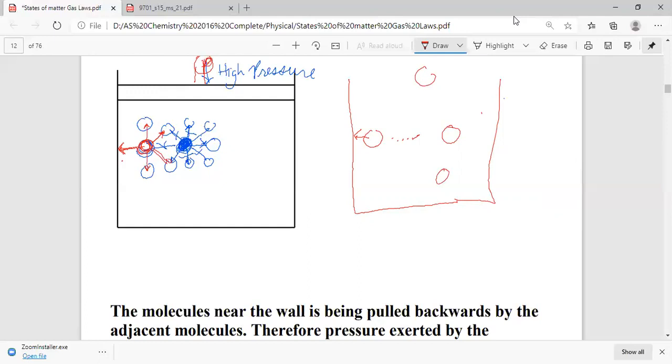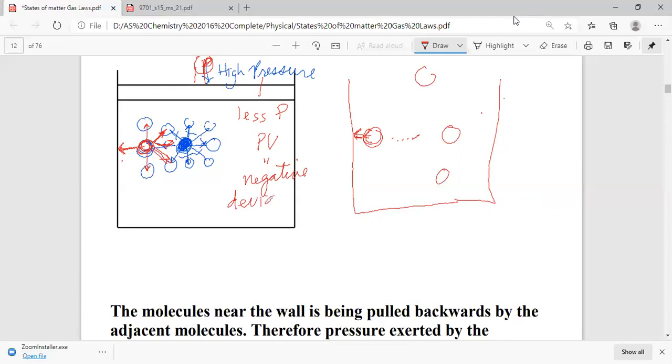So this fellow here has got a few retarding forces here. So, you know, one, two, three here. In fact, there are more. So holding it back, the pressure will be lower than here under the same circumstances. So here hits the wall without any retarding forces. That's why the pressure will be less. So if the pressure is less, that means PV will be lower, will be more negative, a negative deviation.